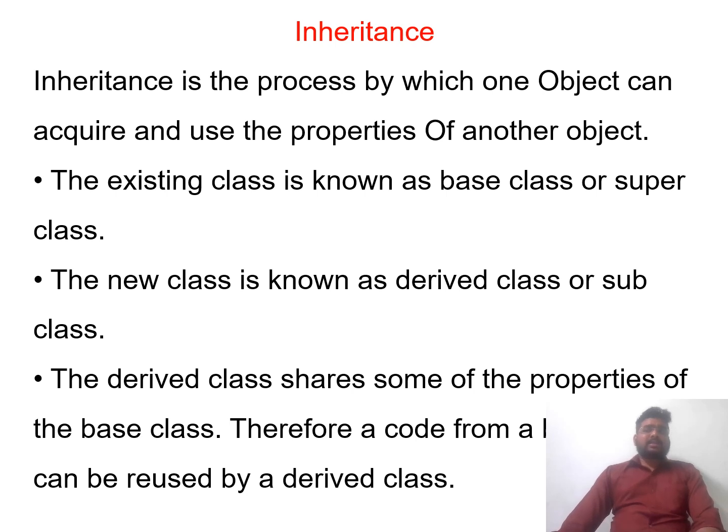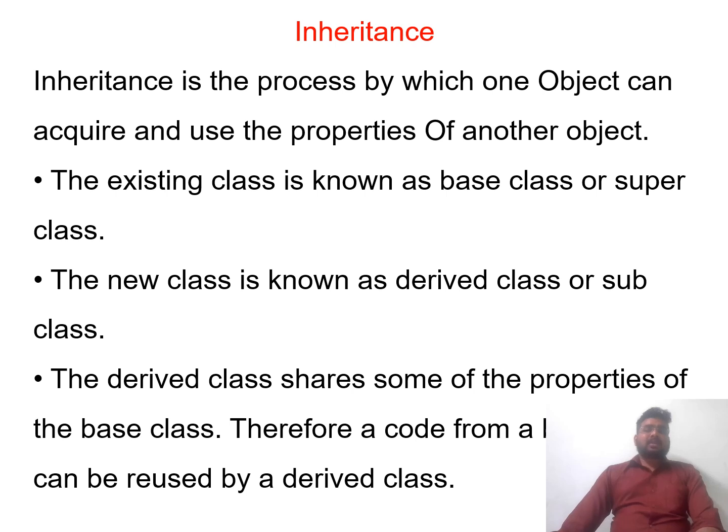Inheritance is the most important feature of object-oriented programming, where we have a base class and a derived class. The class that inherits the properties from another class is called a subclass or derived class. The class whose properties are inherited by the subclass is called a base class or superclass. This is mostly for reusability.